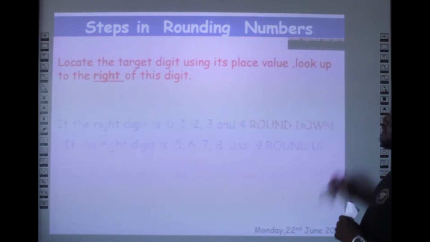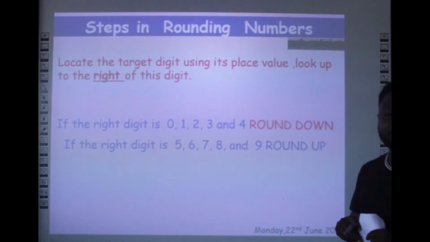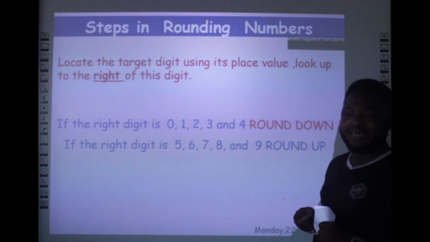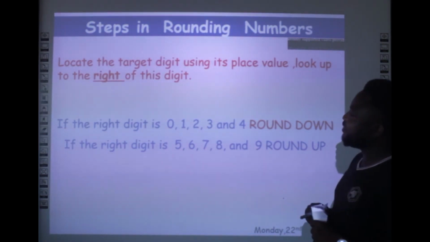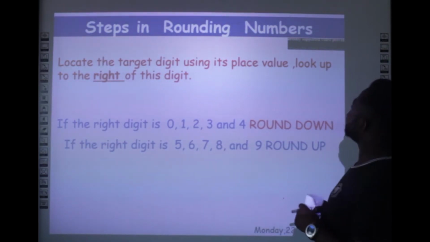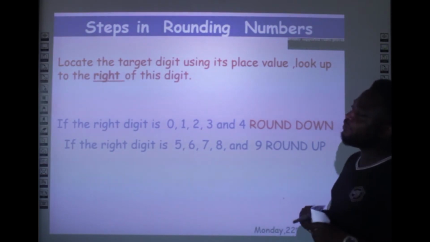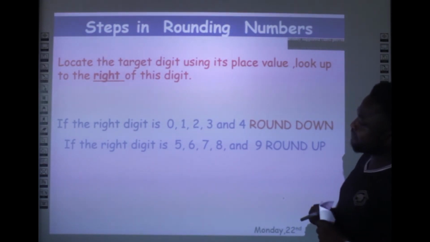Now, let's look at the steps involved in rounding numbers. The first one is to locate the target digit using its place value, then look to the right of this digit. That's the first step involved in rounding numbers.